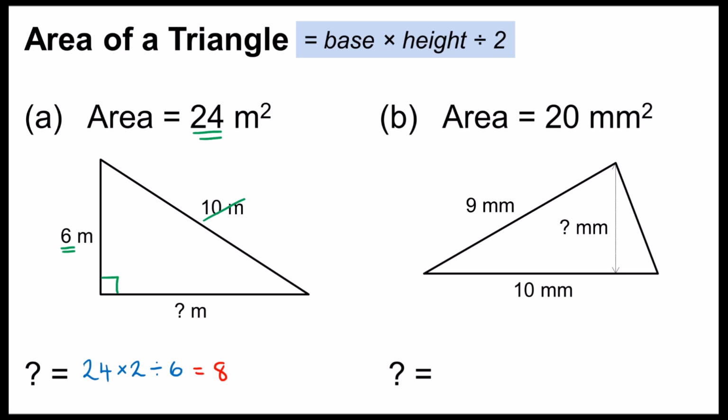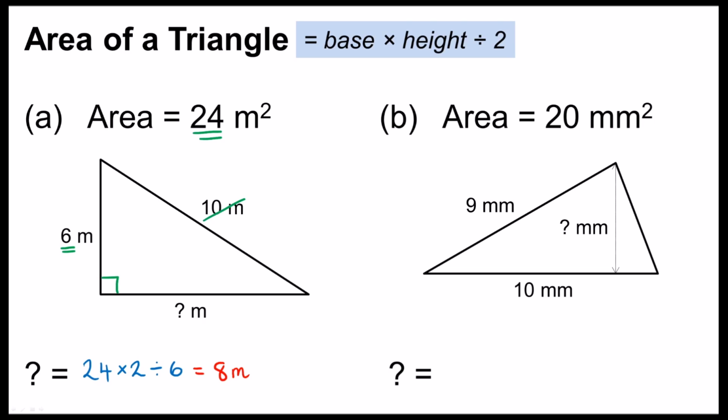Because all the lengths are given in metres and the area is given in metres squared, I know the units of my answer are going to be metres. That's because it's a length and not an area. So the missing length for the base of my triangle is 8 metres.